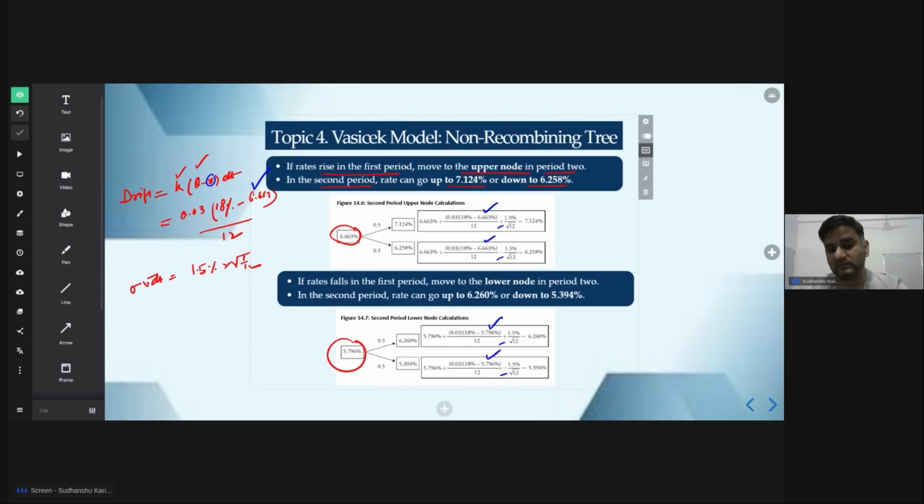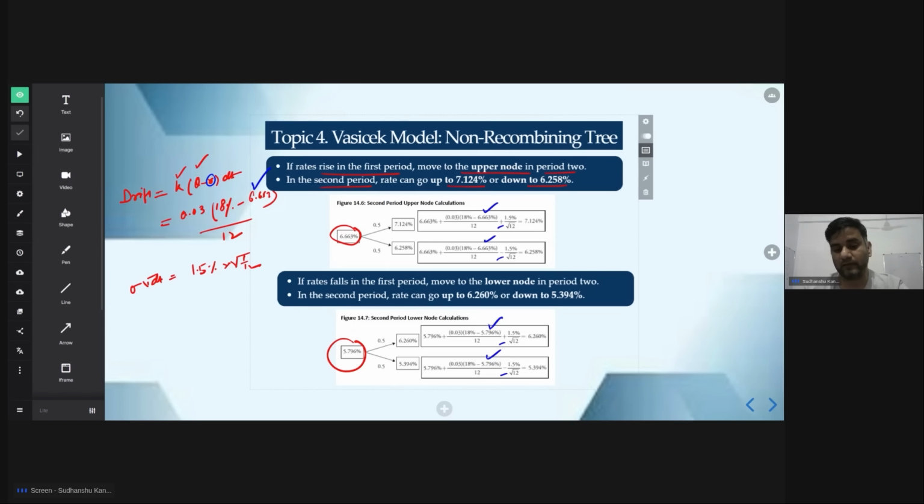From our previous step, upper node was 6.663. Now apply the same Vasicek model, which is 6.663% plus 0.03, which is speed of mean reversion k. Theta is the long run equilibrium rate minus 6.633 divided by 12 plus 1.5% by root 12. We get 7.124 in the up node, second period up node, and then we get second period down node, 6.258, right?